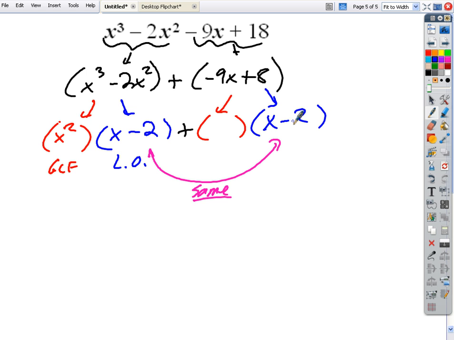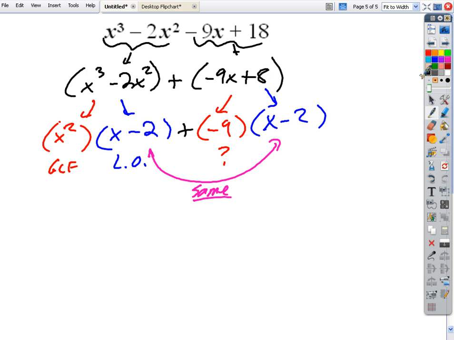And then the question just becomes, okay, can I undistribute something? Can I factor out something to make that happen? Is there a number that would go here that would work? What would it be? -9. And we can check it. -9 times x is -9x. -9 times -2 is, that's supposed to be an 18.